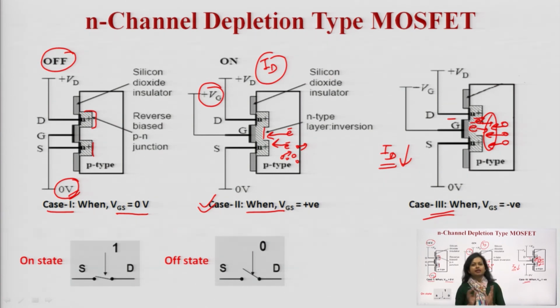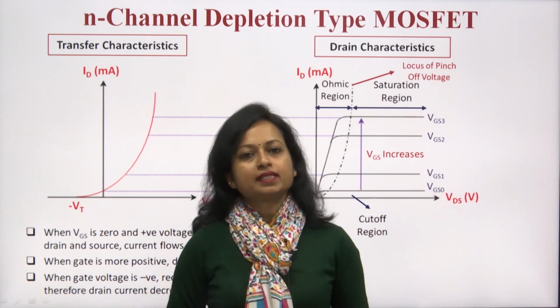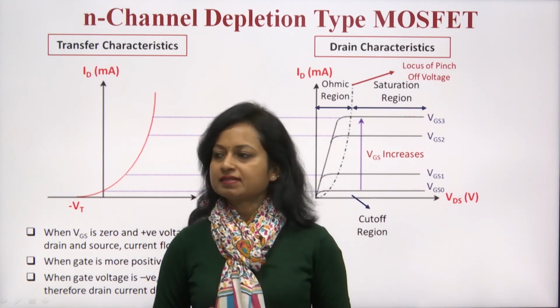So this is the case when we are discussing all three cases: when VGS is 0, when VGS is positive and what will happen if we keep increasing the positive voltage, and the third case when VGS is negative. I hope now this point is clear to you, how to draw the characteristic curve and how to explain its working. Now let us draw the drain and transfer characteristic curves.